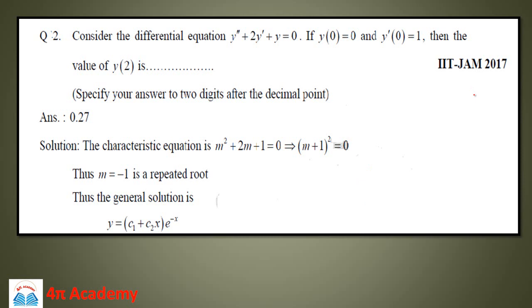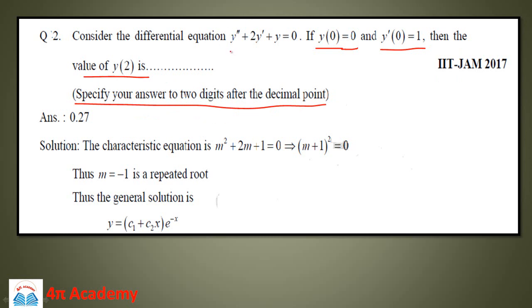Okay, then the next problem, which was asked in the IIT JAM 2017 examination. Consider the differential equation y double dash plus 2y dash plus y is equal to 0. If y of 0 is equal to 0, this is our first boundary condition, and y dash of 0 is equal to 1, then you have to find the value of y of 2. It is specifically asked that you specify your answer to 2 digits after the decimal point. So you have to give the answer up to only 2 decimal digits.